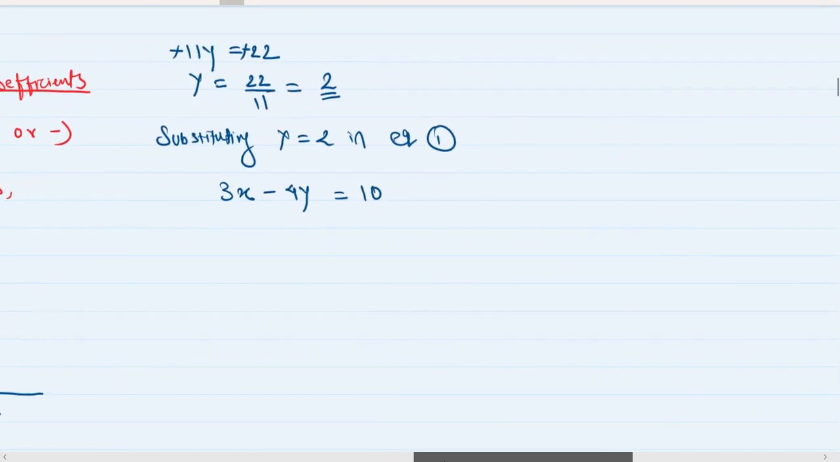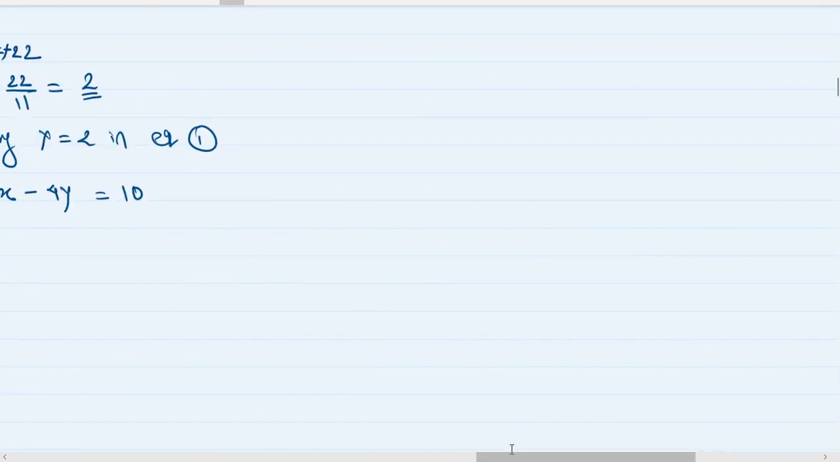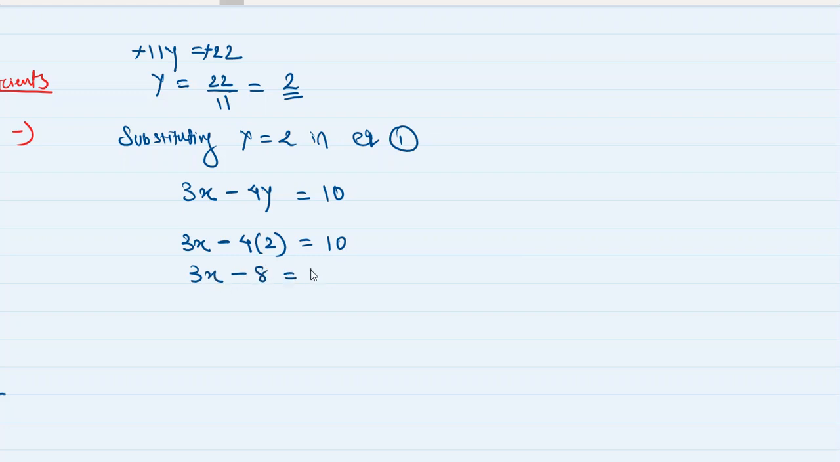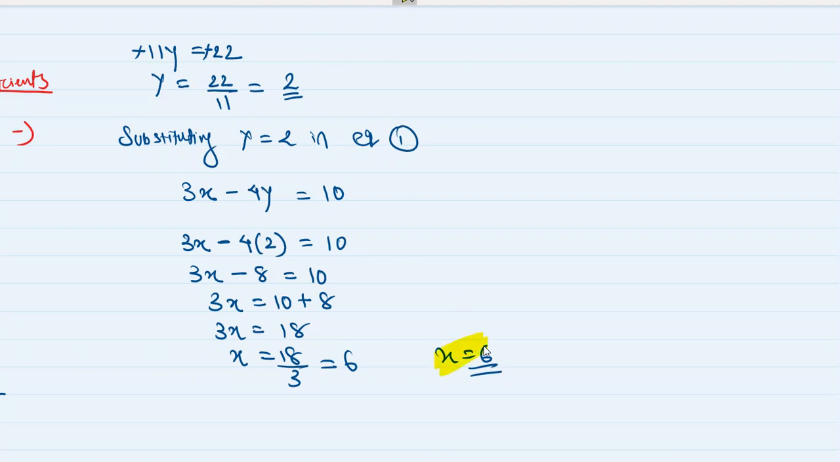Okay, so we have got 3x minus 4y is equal to 10. So 3x minus 4 bracket y, which is 2, is equal to 10. That is 3x minus 8 is equal to 10. So 3x is equal to 10 plus 8. So 3x is equal to 18 and x is equal to 18 by 3, which is 6. So x is equal to 6 is my solution for x.